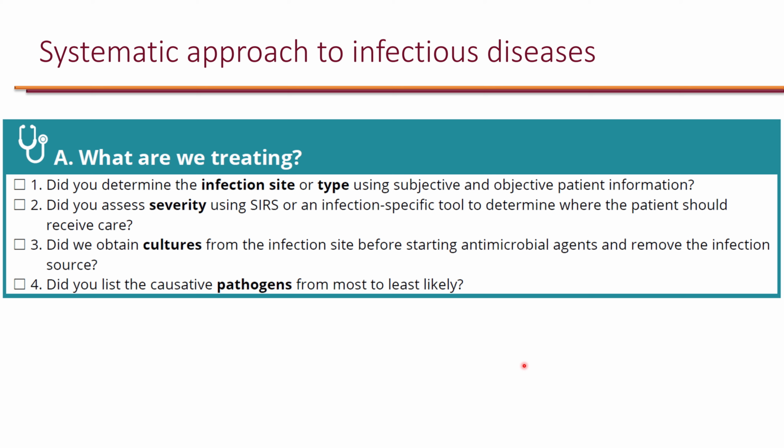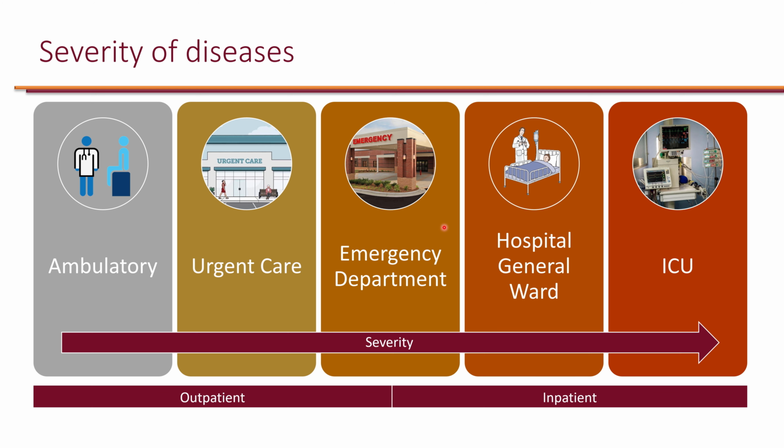First, did you determine the infection site or type using subjective and objective patient information? That includes signs and symptoms that are specific to an infection type, or it could be general manifestations of infections. Second, did you assess severity using SIRS or an infection-specific tool to determine where the patient should receive care? As we learn about different infections throughout this course, we will talk about infection-specific tools that are relevant. Determining the severity of disease can help triage the patient to the appropriate setting in order to receive appropriate care.